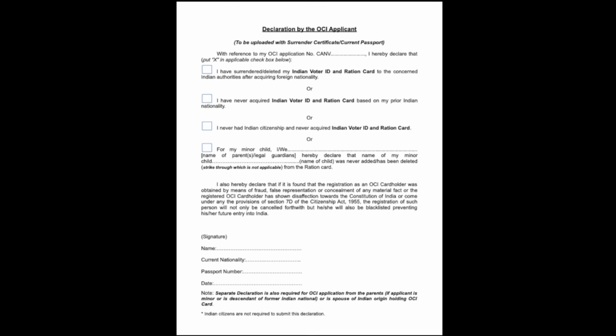If you did have either a voter ID or ration card, make sure you have surrendered them before applying for OCI. In my case, I had a voter ID and had to surrender it online, and honestly, that process wasn't very straightforward. I'll include the link in the description in case you need to go through that as well. Once you've gathered and scanned all of these Indian documents, you're ready to move on to the Canadian side.